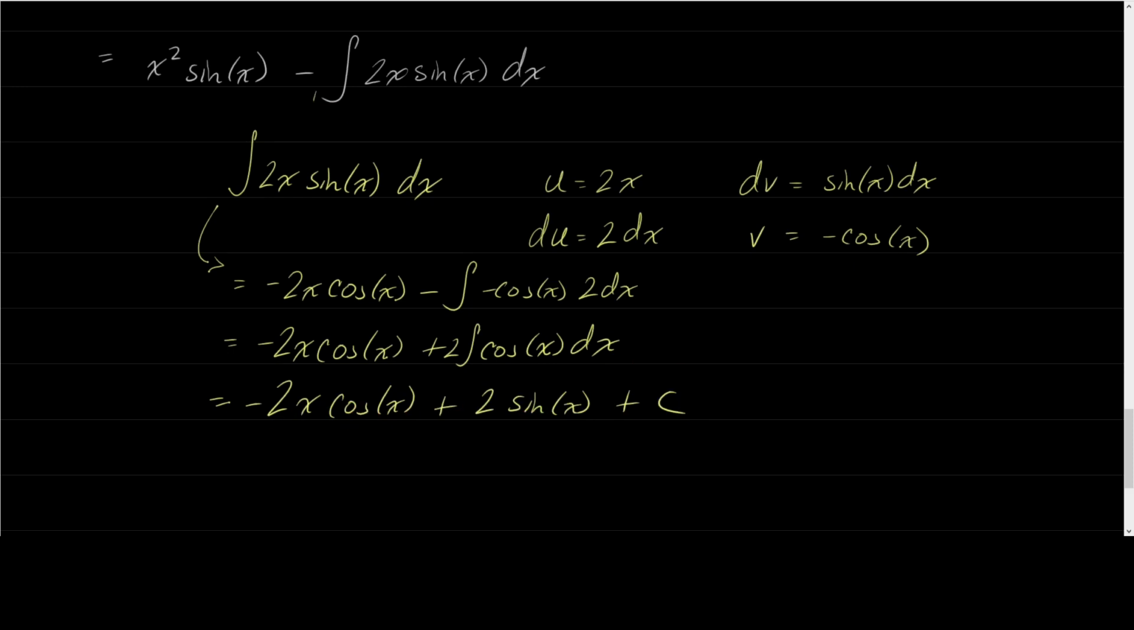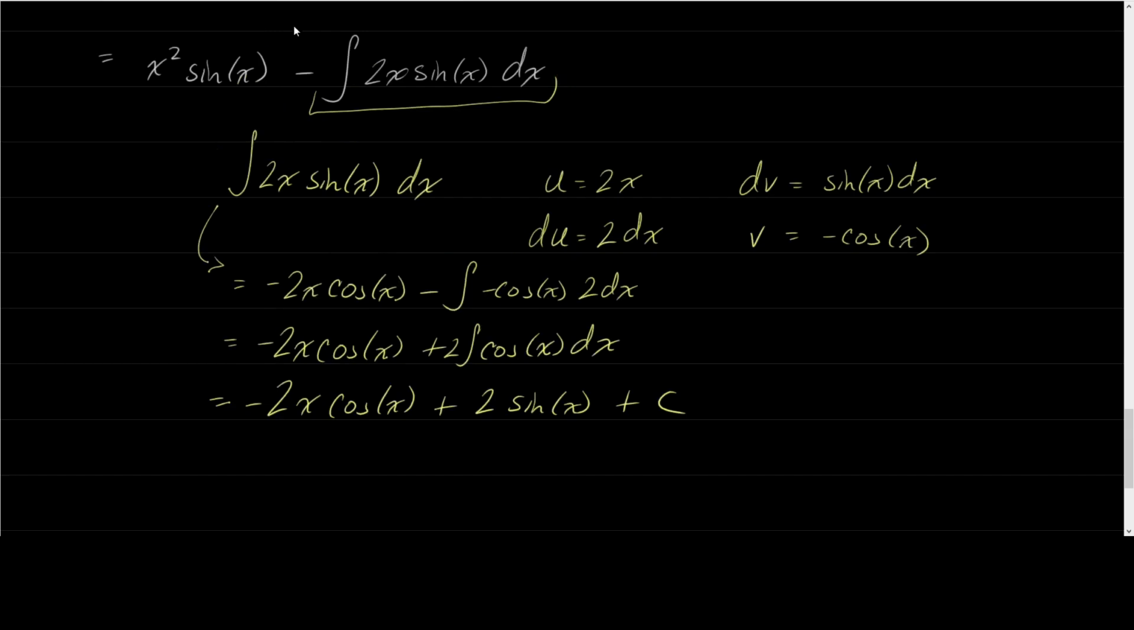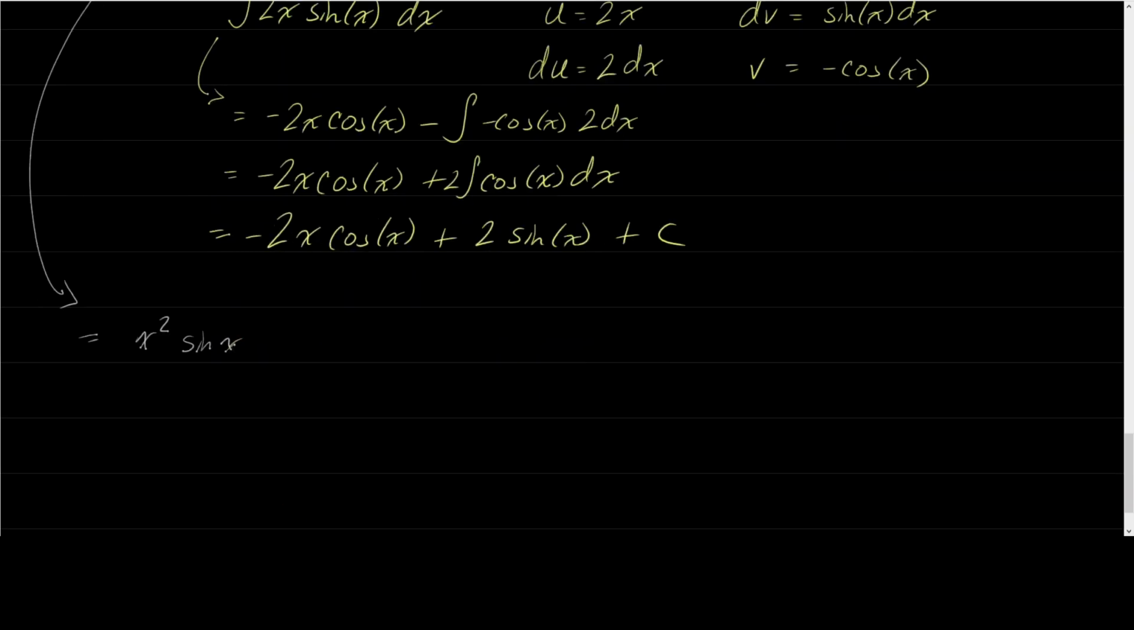But that was just that integral. So what we really have here, and I'll start writing in white again, is x squared times sine of x, let's scroll up, x squared times sine of x minus, because it was minus the integral. And the integral became this thing down here, negative 2x cosine of x plus 2 sine of x plus c.